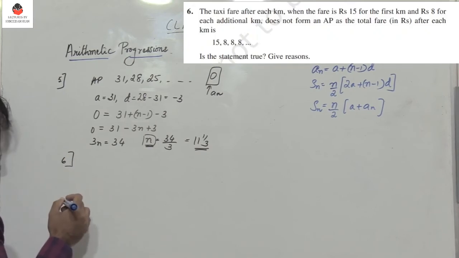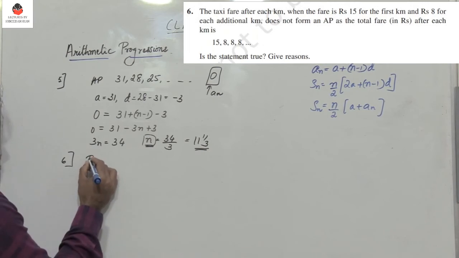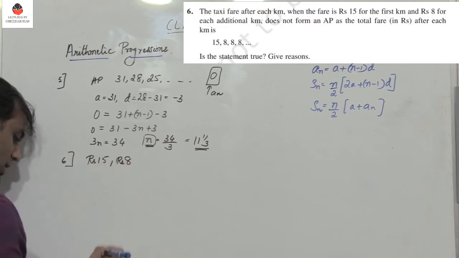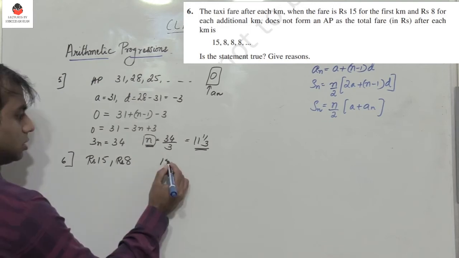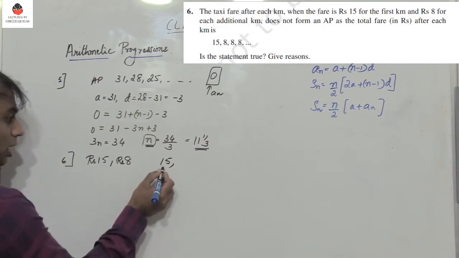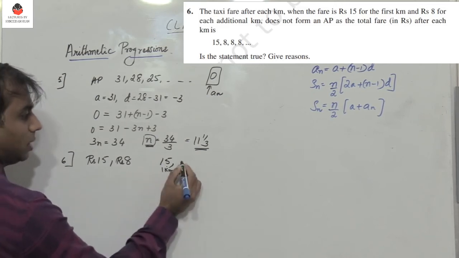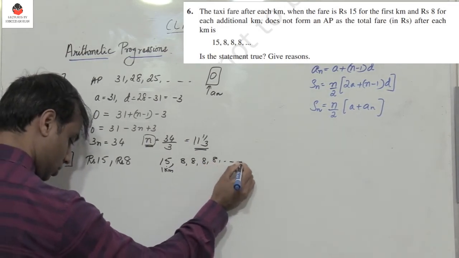Problem 6. A taxi fare after each kilometer, when the fare is rupees 15 for the first kilometer and 8 for every additional kilometer, does not form an AP, as the total fare in rupees after each kilometer is 15, 8, 8 and so on. Is this statement true? Give reasons. So initially the amount is 15, and then for every additional kilometer, right? So for the first kilometer it is 15, and then for the next kilometer you have 8, 8, 8, 8 and so on. So what is the total amount?